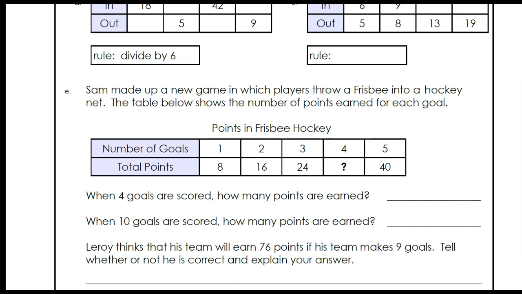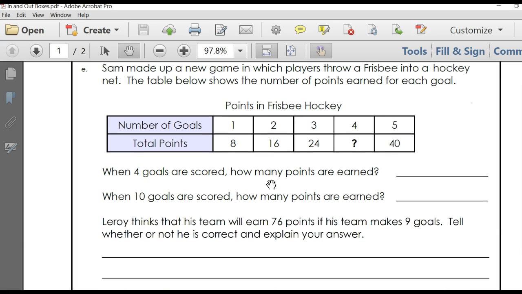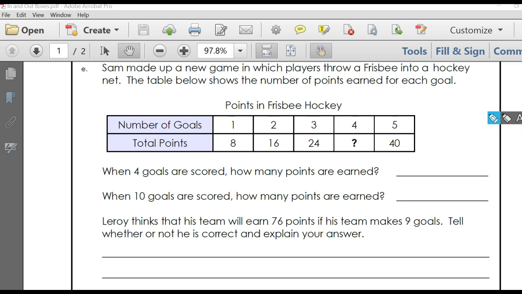Okay. It says Sam made up a new game in which the players throw a frisbee into a hockey net. The table below shows the number of points earned for each goal. So if I made 1 goal, how many points is that? 8. If I made 2 goals, that's 16. So it looks like I'm multiplying by what? By 8, right? Because 1 times 8 is 8, 2 times 8 is 16, 3 times 8 is 24. So my question is, what's 4 times 8? Right? So that's how I'm going to figure it out.